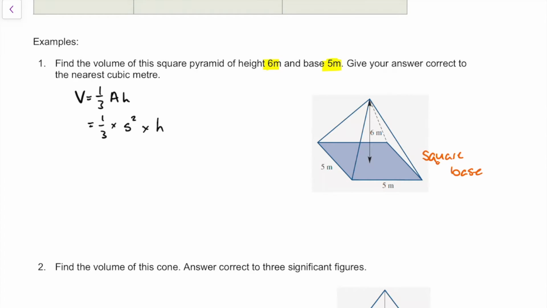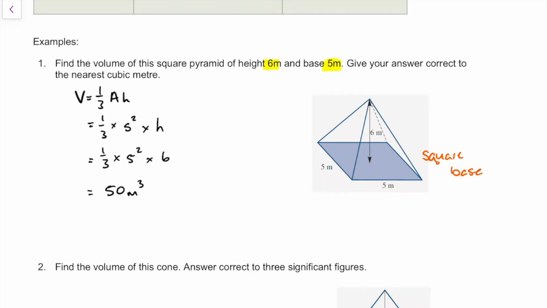Now, let's substitute in, because we've separated that all out. 5 squared times 6 meters high. Once we calculate that out, we're going to get 50 meters cubed.